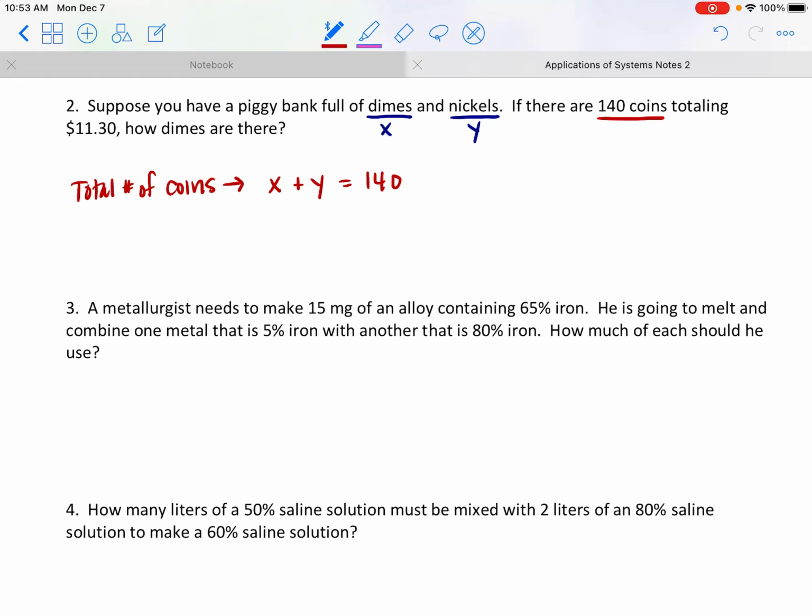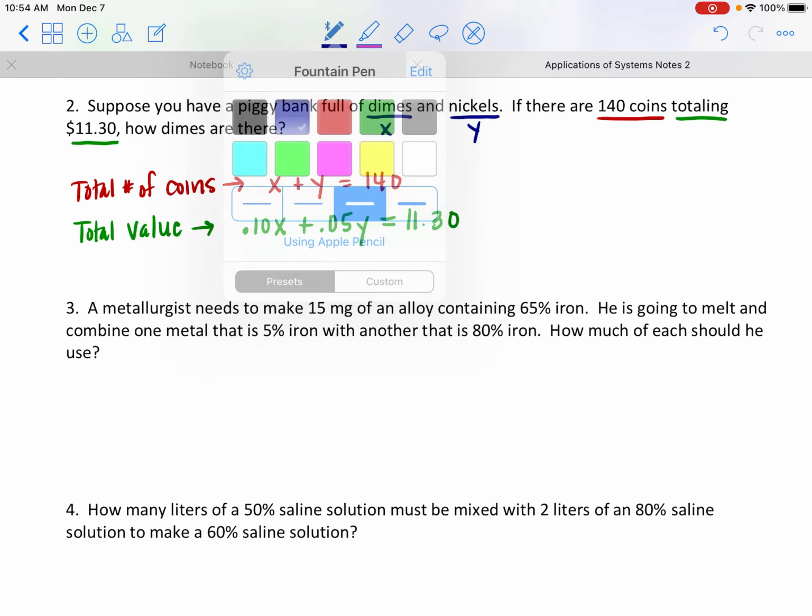There's our first equation. And the next equation is going to be for the total value. So what do we know about the value for each of these items? Well, it's 10 cents for every dime, plus 5 cents for every nickel, and altogether that should make $11.30. So there's an equation for the total value. Now all we have to do is solve.